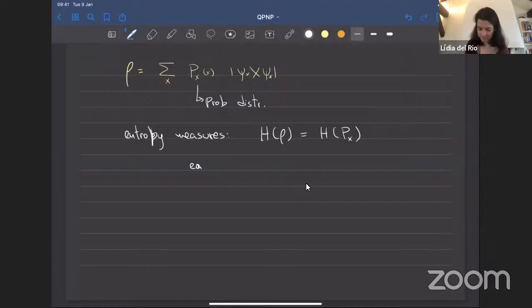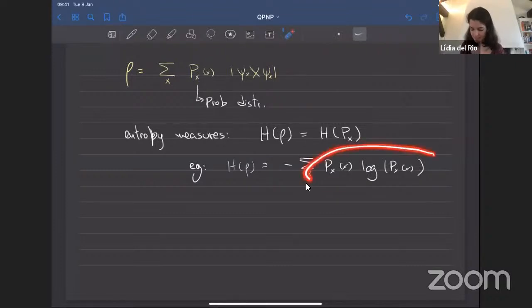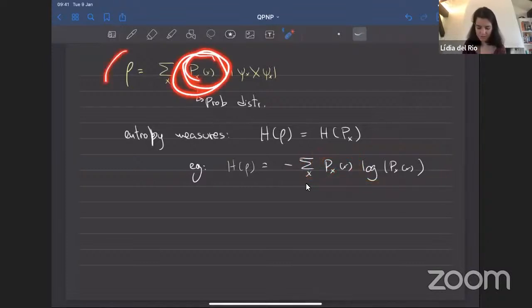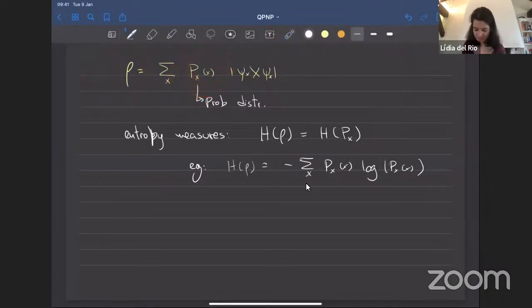So for example, the von Neumann entropy is minus sum over x. If this is not familiar to you, don't worry, we'll come back to this later, maybe. If this kind of object is familiar to you, it's because it's the Shannon entropy of this probability distribution, right? To find the right probability distribution, we need to take this matrix and diagonalize it. So we get this. And this can also be written in operator form as minus trace of rho log rho.